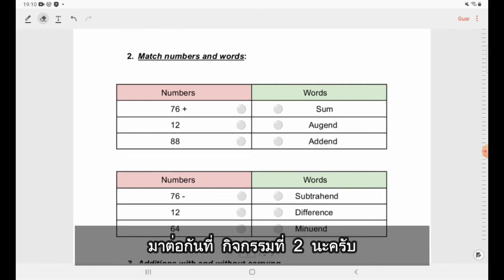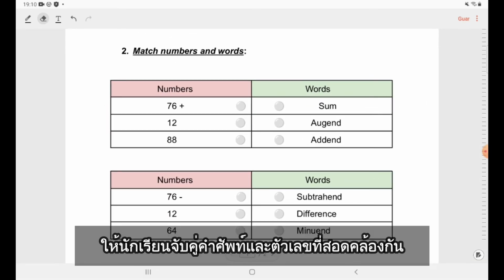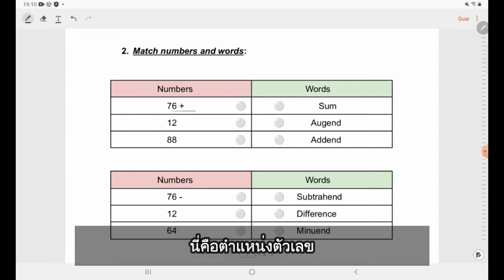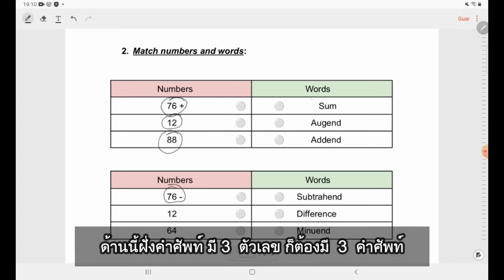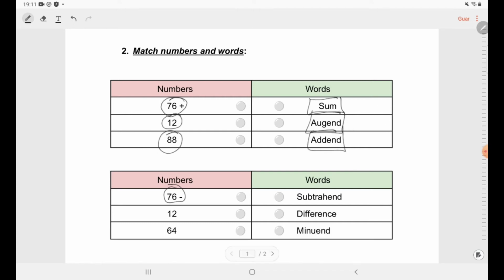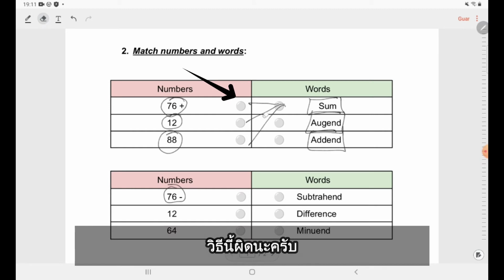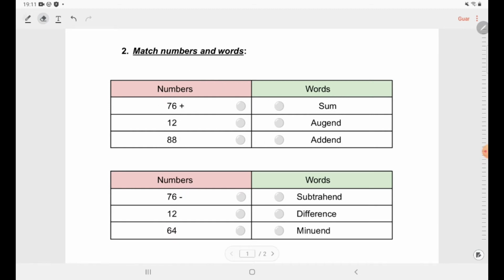Okay, now exercise number 2, we have to match the words and the numbers. Okay, this is about the position of each number in an addition and in a subtraction. Okay, each number has a name. These are the names. We have 3 numbers and 3 names, so we need to match. What do you think is a sum? Is this, is this, is this? You match up. Okay, you can match the word you think is the correct one, and the same with this.